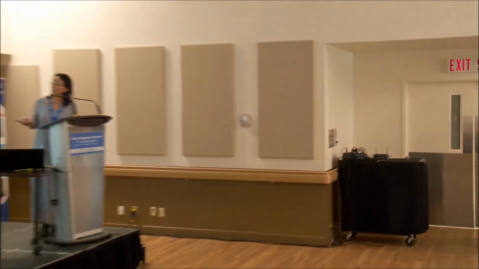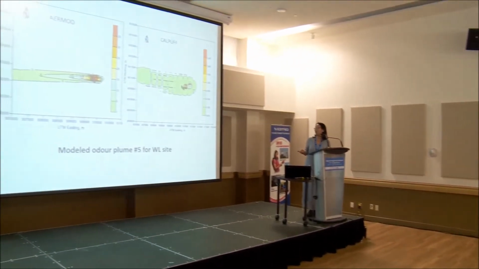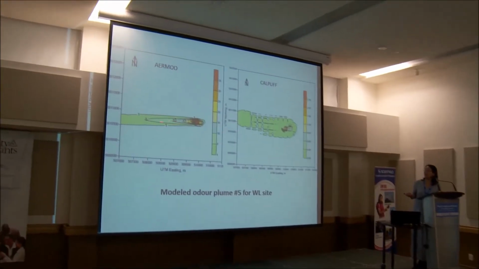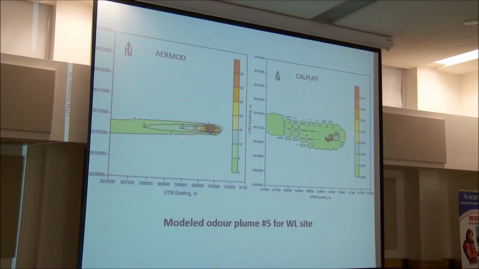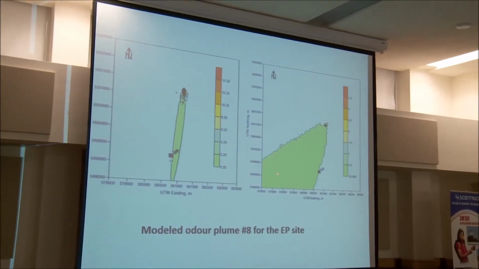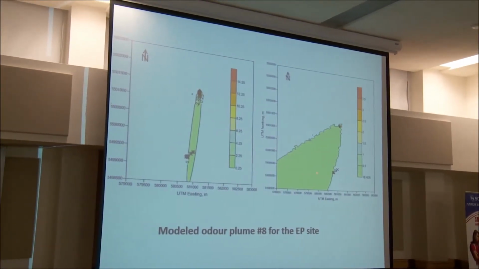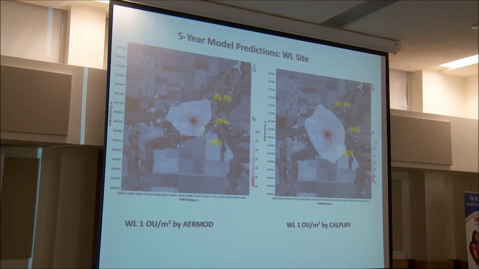And those are two examples of the predicted plumes. This is by AERMOD, this is by CALPUFF. We can see they are quite different. AERMOD is narrower with a higher odor concentration, but for CALPUFF, it is spread out with low odor concentration. That is why you need a large value to address the prediction. And this is for the ethanol plant. It's quite a similar story.